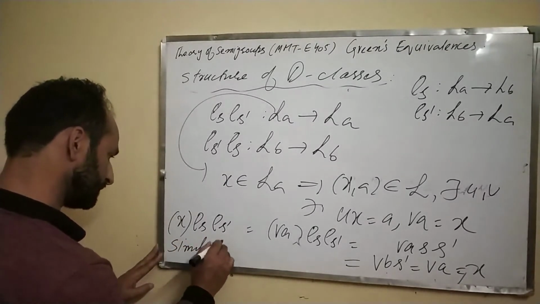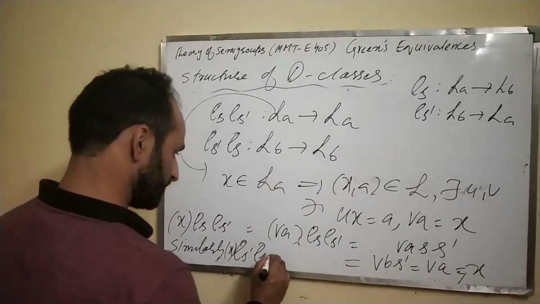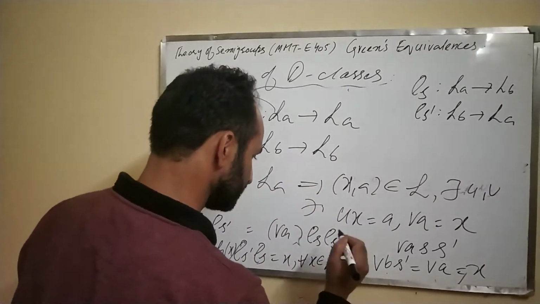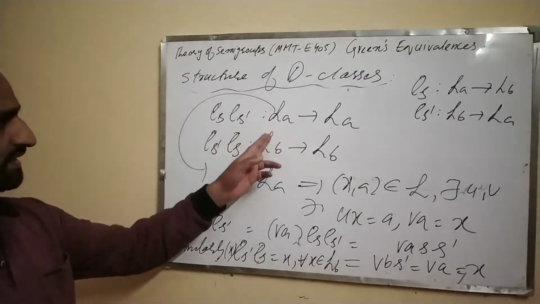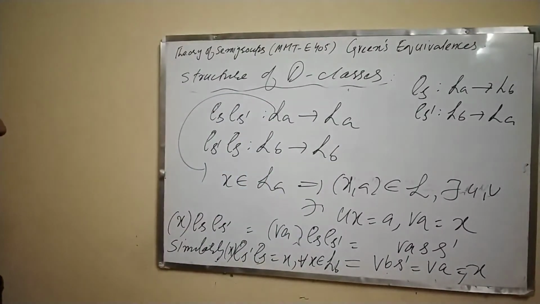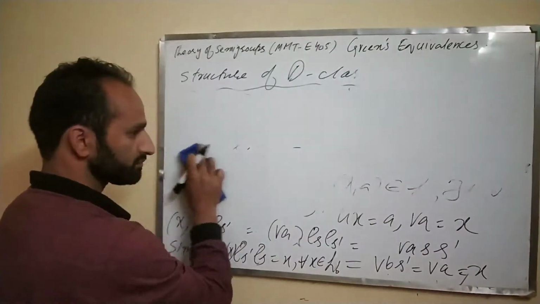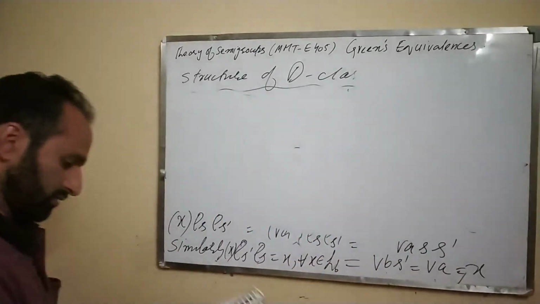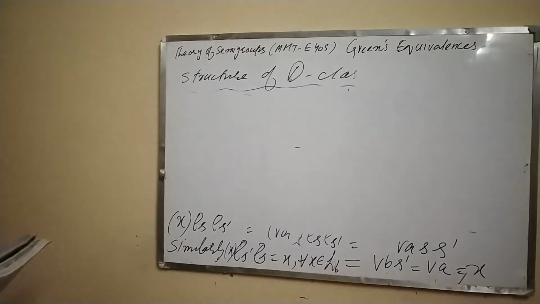Similarly, rho s dash rho s of x is equal to x for all x belonging to L_B. So in other words, they are inverses of each other when restricted to L_A and L_B respectively. They are bijection mappings actually.